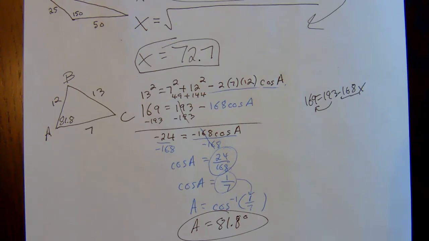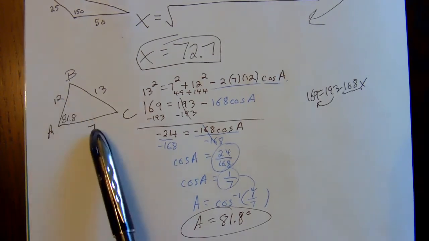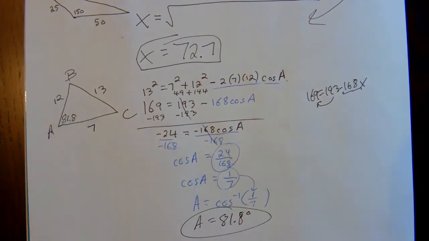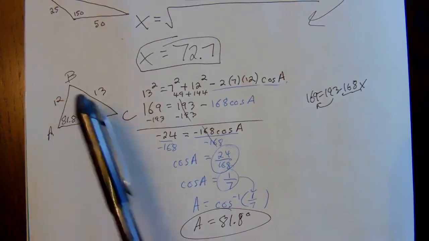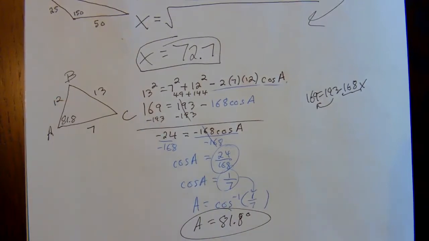So I'm going to do the law of cosines one more time. And at this point, it doesn't matter whether you use the 12 or the 7. I'm just going to stick with that 12. I'm going to find that next angle. And then once I get two angles, I can subtract from 180 to get the other one right there.